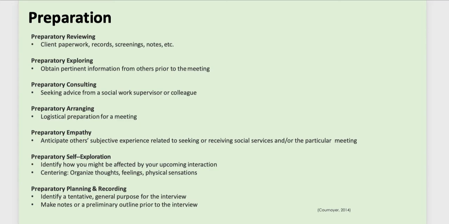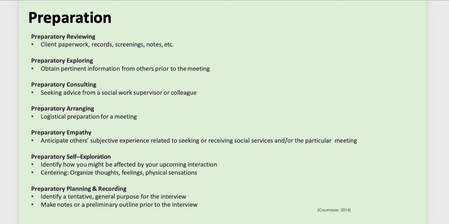In the preparation phase, much of this work actually occurs before you meet the client, and this involves looking over the client paperwork, any existing client records or screening information you may have, notes from other workers, and so on. You might obtain pertinent information from others before the meeting, and you might also consult with your supervisor or a colleague as you begin to learn about the nature of the problem that's going to be addressed. You set up the logistical arrangements for the meeting, that is, where is the meeting going to occur and when, and perhaps assisting the client in finding ways to get to the meeting with you if necessary.